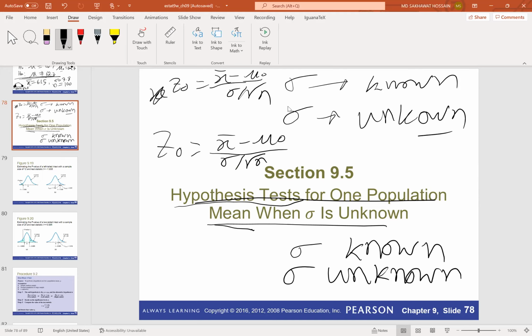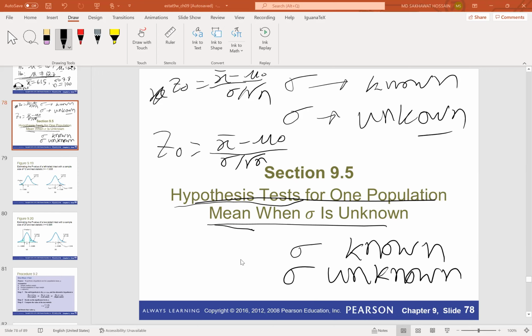What do you think? Can we use the same formula when sigma is unknown? Anyone? Yeah, that's correct, you made the correct guess. We cannot, because sigma is unknown, right? We do not know the value of sigma. So how can we calculate? Yeah, we have to find sigma first. That's correct. But how do we find sigma first? Do you remember?